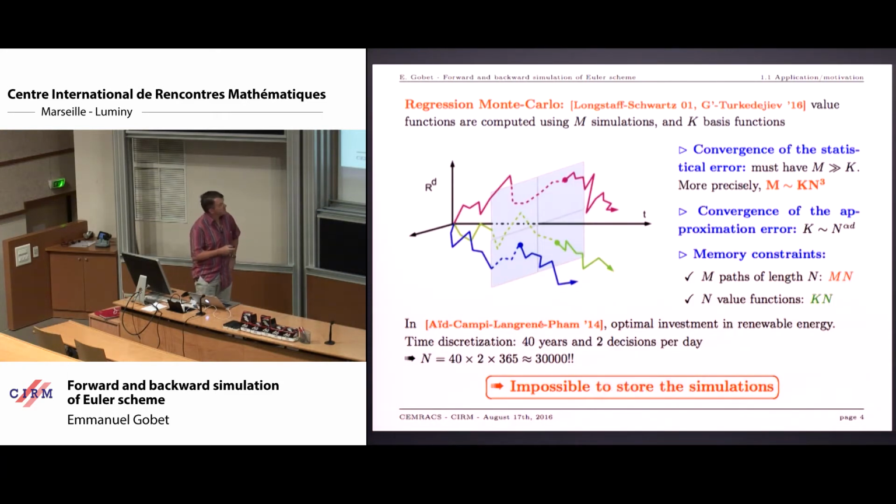And one possibility, as explained by Turkedjiev in the lectures during the summer school, is to use regression Monte Carlo. So here, this is the time axis, and this is the space. You're going to start some process from the beginning here. You're going to sample the paths, and then you're going to approximate the value function.